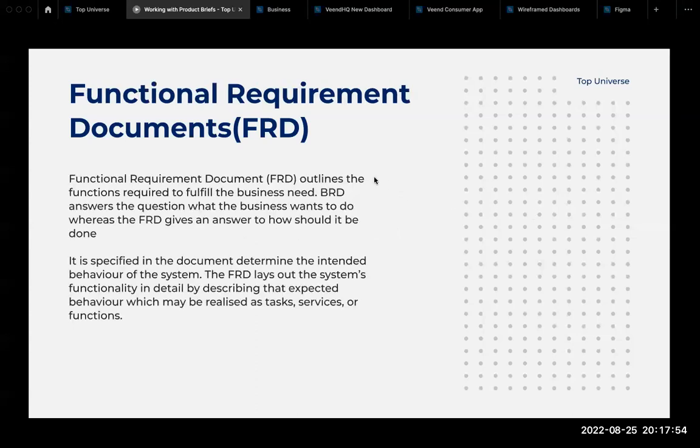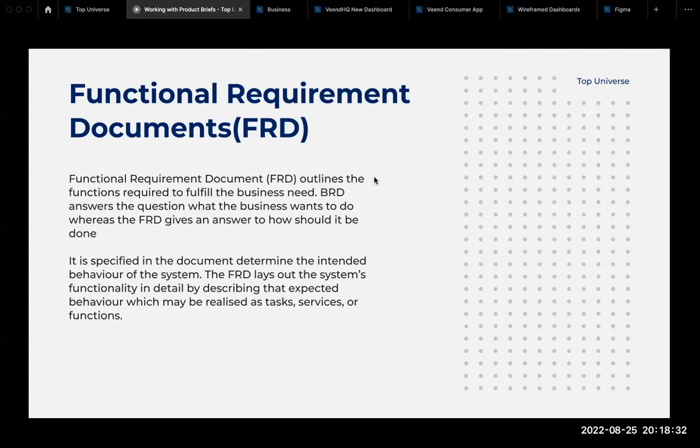So next, we have what we call the functional requirement document. Now, the functional requirement document is used mainly by the technical people. The business provides the requirements, and they sit down and reason it together with those technical guys. The functional requirement document outlines the functions required to fulfill the business needs. Now, the BRD answers the question of what the business wants to do, whereas the FRD gives an answer to how it should be done.